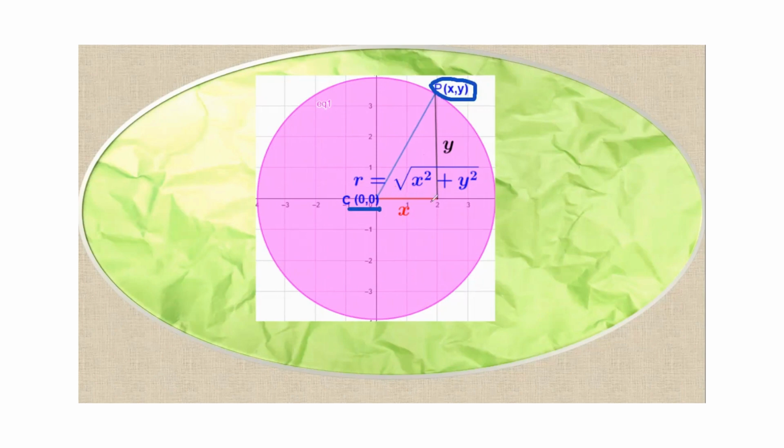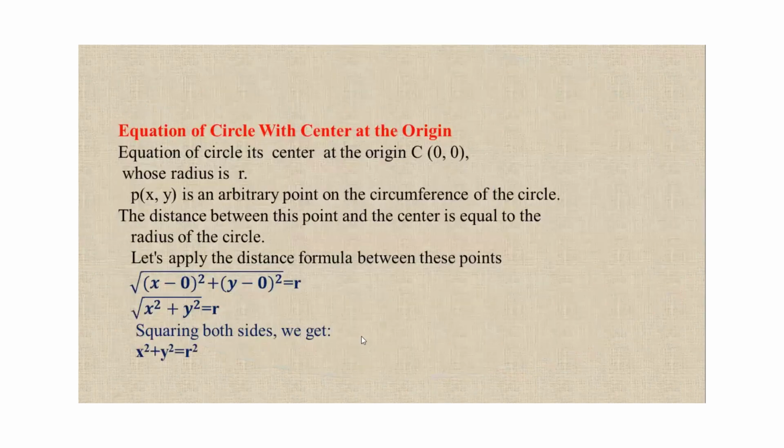This is the value of x. The vertical line is y, and the horizontal line is x, at 90 degrees. Using the Pythagoras theorem, r equals the square root of x squared plus y squared. Squaring both sides gives r squared equals x squared plus y squared. This is the equation of a circle: x squared plus y squared equals r squared.